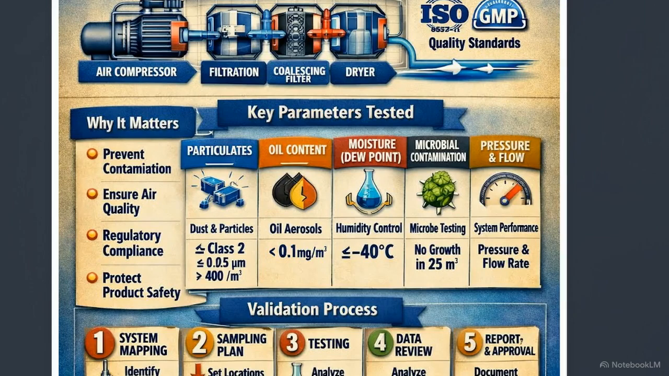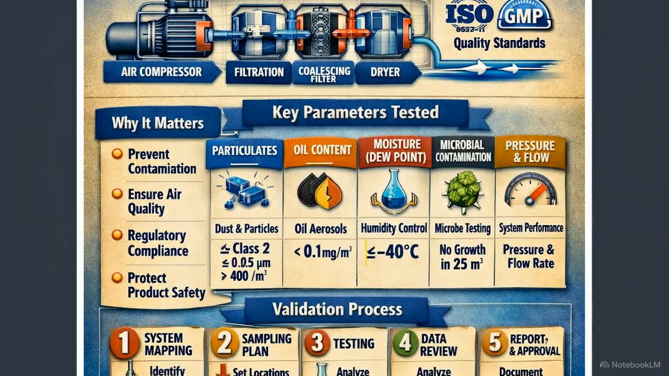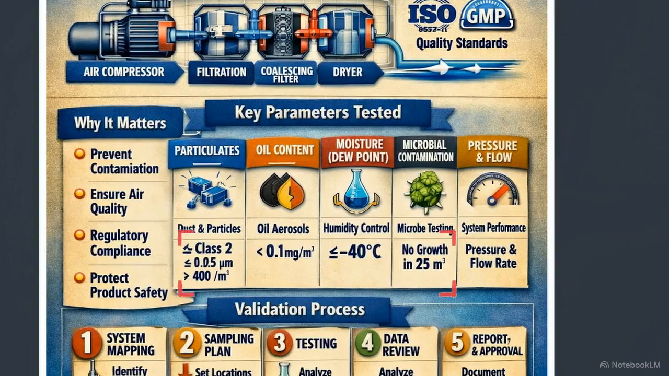Next is moisture control. The system must maintain a pressure dew point of -40 degrees Celsius or lower. Suppressing humidity to this extreme prevents internal pipe corrosion and starves bacteria of the water they need to multiply. For those biological threats, critical zones operate under an absolute zero-tolerance policy. When assessing microbial contamination, testers look for exactly zero growth in a 25 cubic meter air sample. These specific thresholds serve as exact physical boundaries. Breaching even a single limit on this chart instantly invalidates the sterile status of the manufacturing environment.